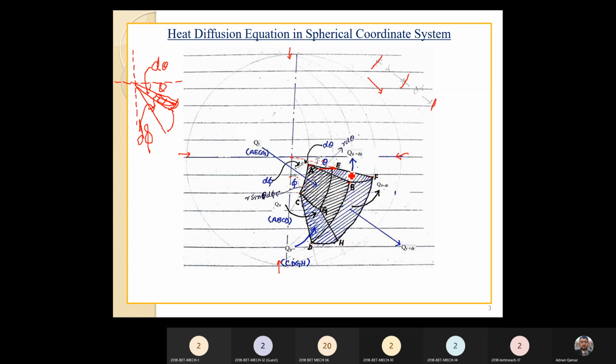Now, if we want to calculate this thickness d theta, or this thickness d phi, it is not very simple, because it is not a block, it is not a sphere, it is not a rectangle, which has a straight line. With every passing point, the thickness is changing. At the center, it is 0, and at the surface periphery, it is maximum. So the thickness d theta, this thickness A to E, is equal to R d theta.